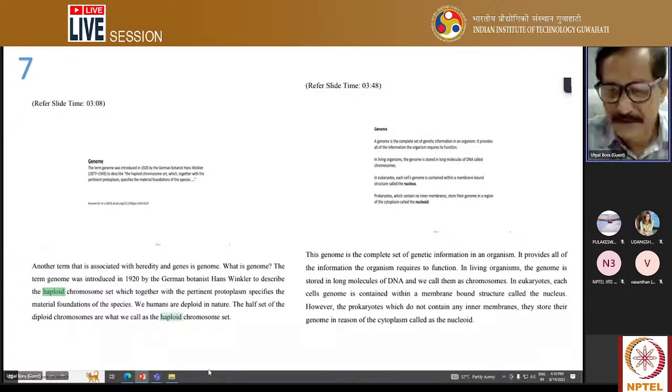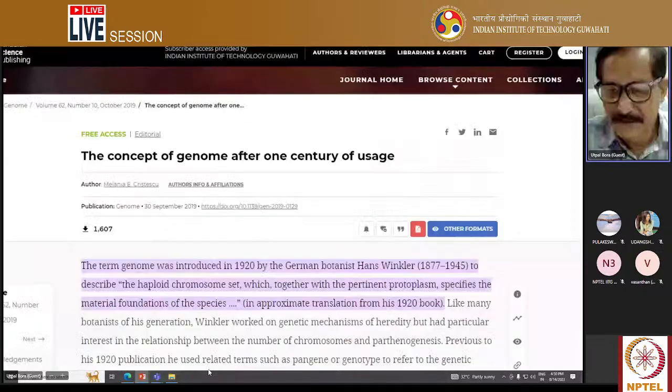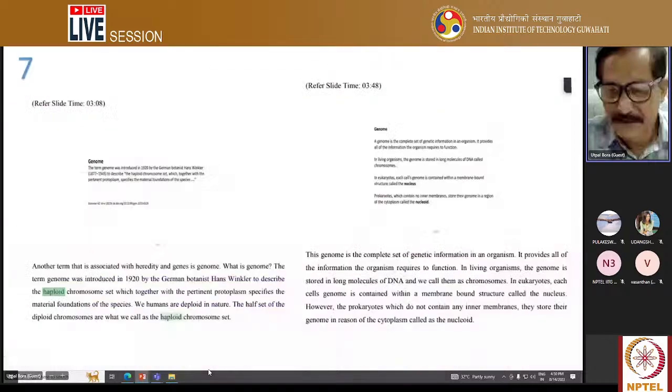In addition to these, let me also inform you that the total genome is the nuclear genome as well as the mitochondrial genome in the case of animals. However, in the case of plants, there is a third genome, which is the chloroplast genome. So this has to be read very, very carefully at this point of time.